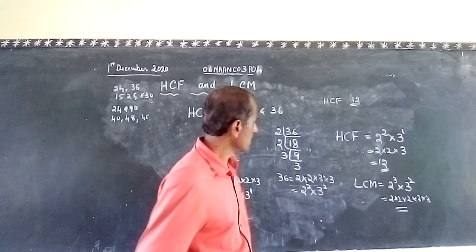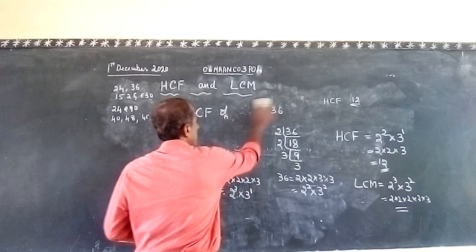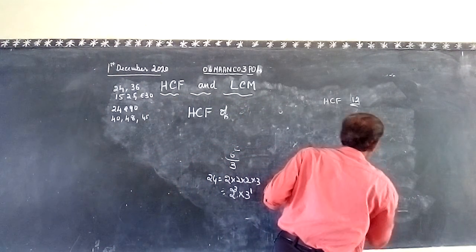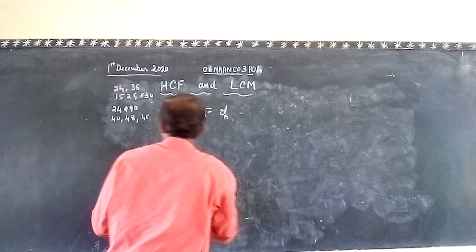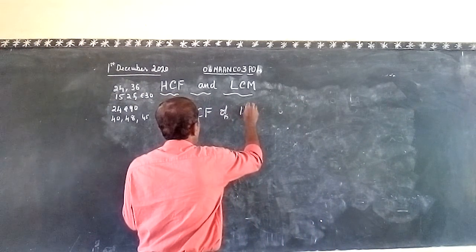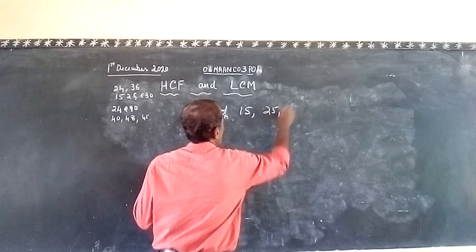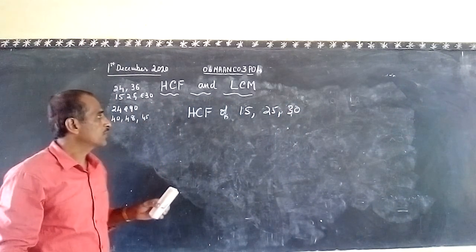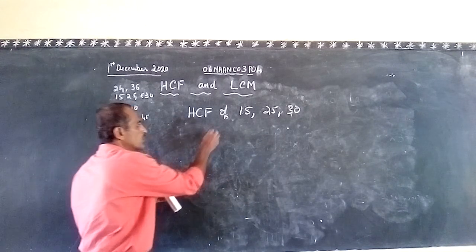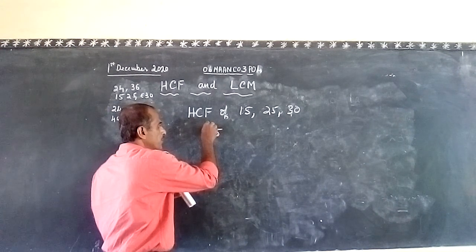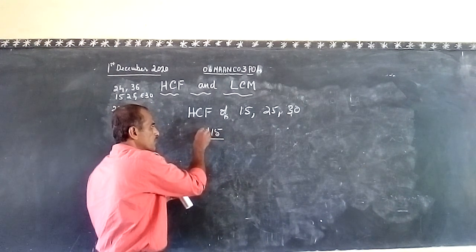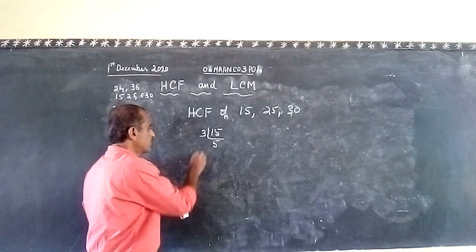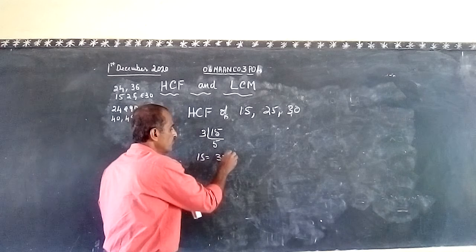Okay. Let us see another example. Suppose there are 3 numbers like this; there also you have to use the same procedure. For example, I will write: find the HCF of 15, 25 and 30. What you have to do? 15 divided by 2, not possible. 3 5s are 15. So 15 is equal to 3 into 5.